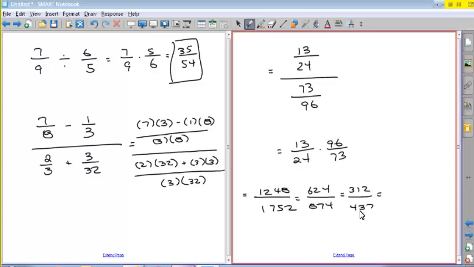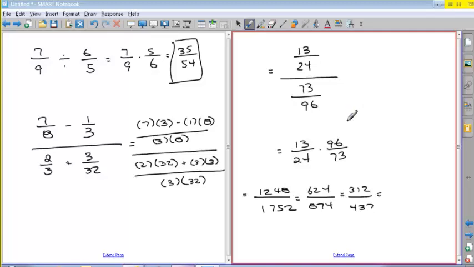Yeah, I think that's about as far as we can go. You know, we could try 312 divided by 7. That doesn't work. 312 divided by 11. That doesn't work. 312 divided by 13. That's 24. So 312 you can divide by 13, but 437 divided by 13, you can't do that. So 13 works on one, but it doesn't work on the other.